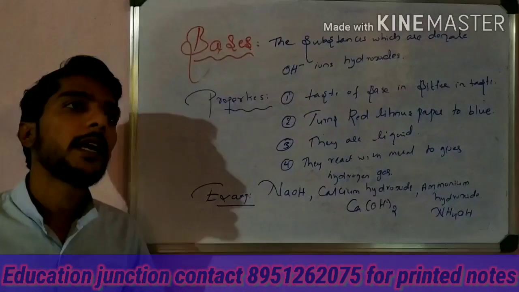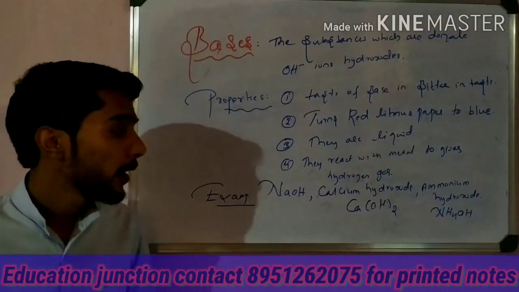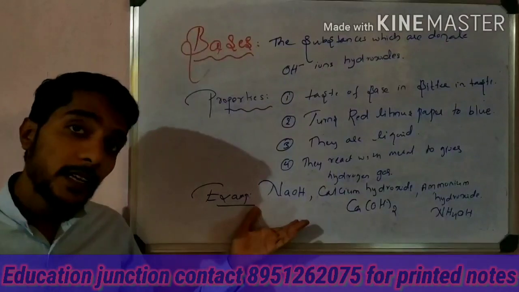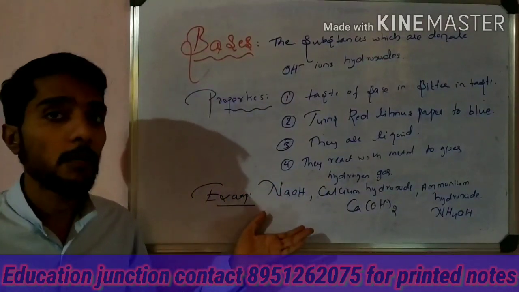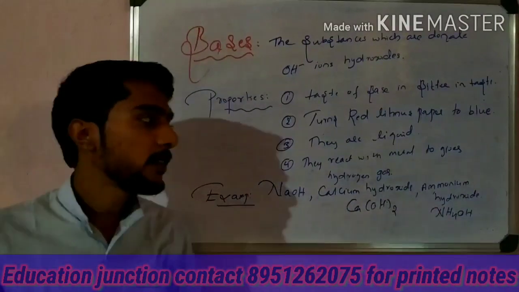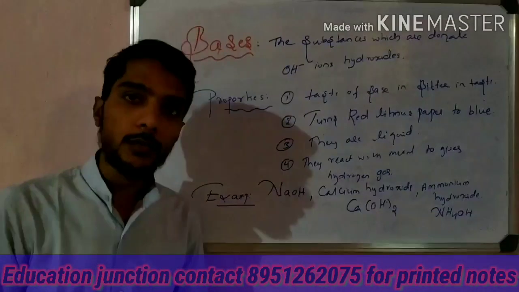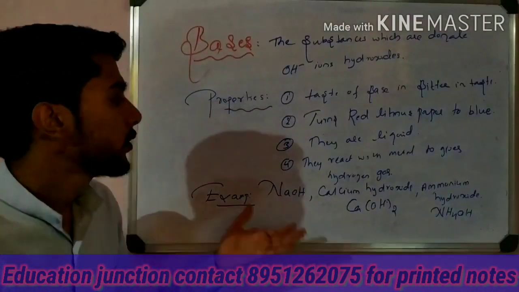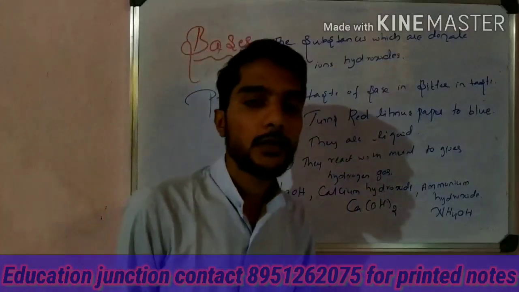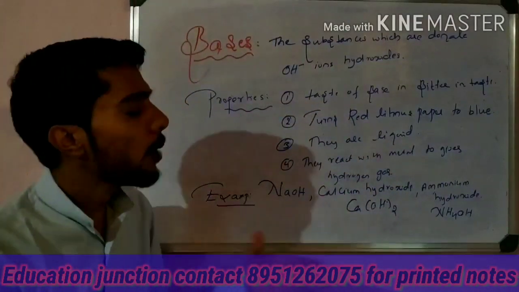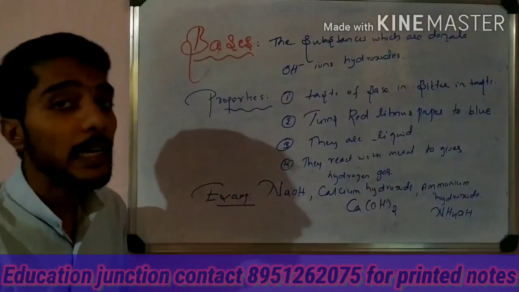A daily example for base is soap water, which is also an example of a base. NaOH is the strongest base. The strong base is NaOH and the weak base is ammonium hydroxide, that is NH4OH, students. So the strongest base is NaOH and the weakest base is NH4OH. So this was all about the base. Hope all these things are very clear to you.